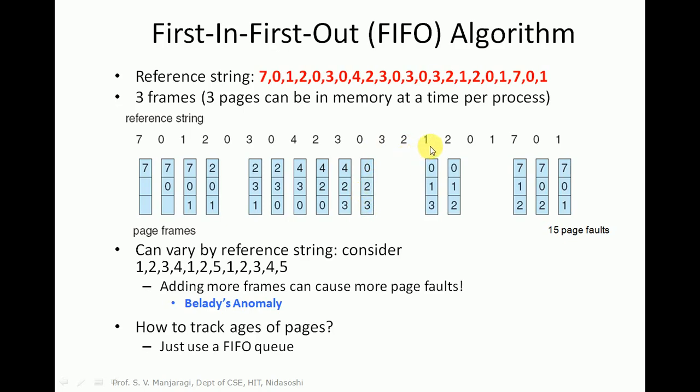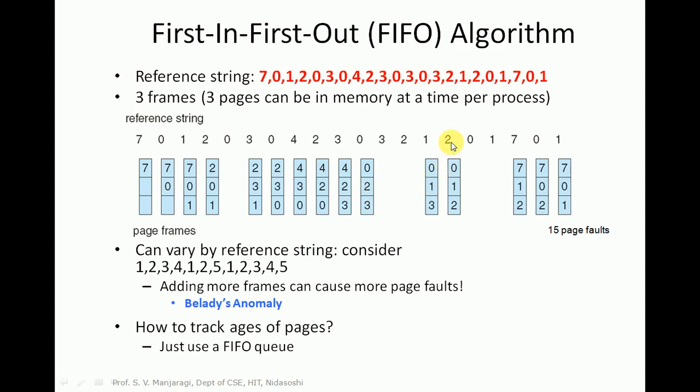Next we go for 1. Page fault occurs here because 1 is not in the memory. Then we need to go for the replacement. So the older page must be replaced here. Among 0, 2, 3, which is older, which is referenced earlier, that is 2. So we need to replace 2 with 1 here.